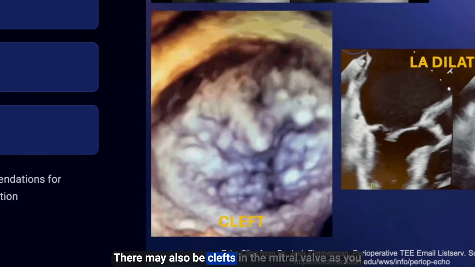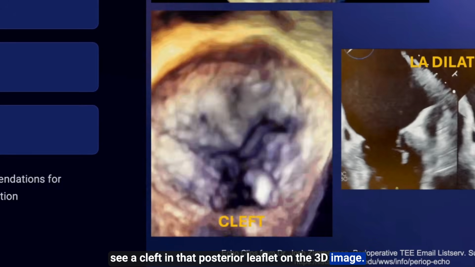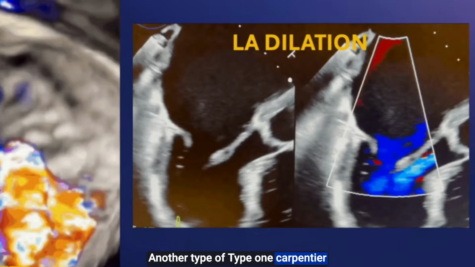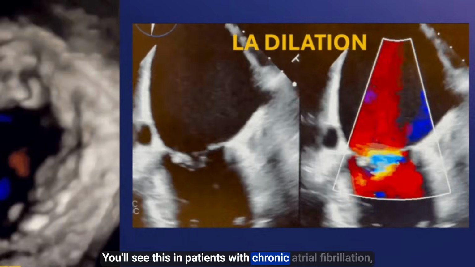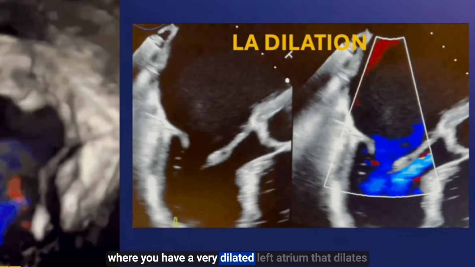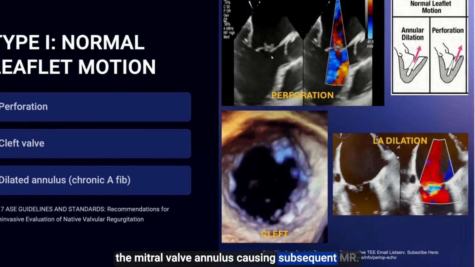There may also be clefts in the mitral valve, as you see a cleft in that posterior leaflet on the 3D image. Another type of type 1 Carpentier class is left atrial dilation. You'll see this in patients with chronic atrial fibrillation where you have a very dilated left atrium that dilates the mitral valve annulus, causing subsequent MR.